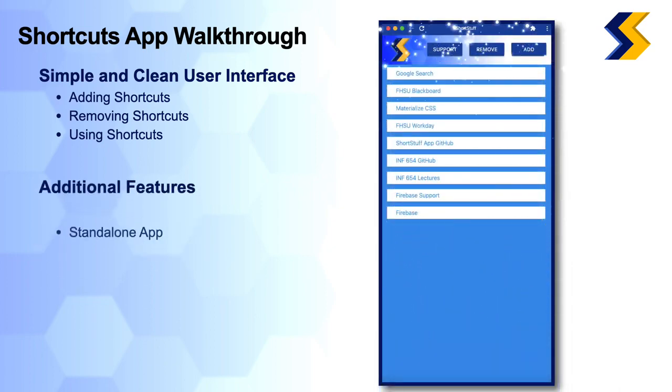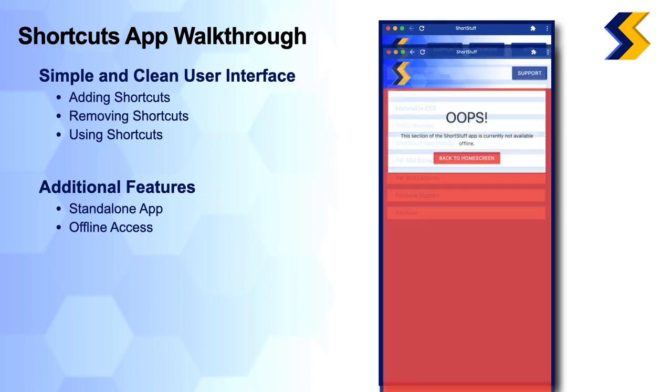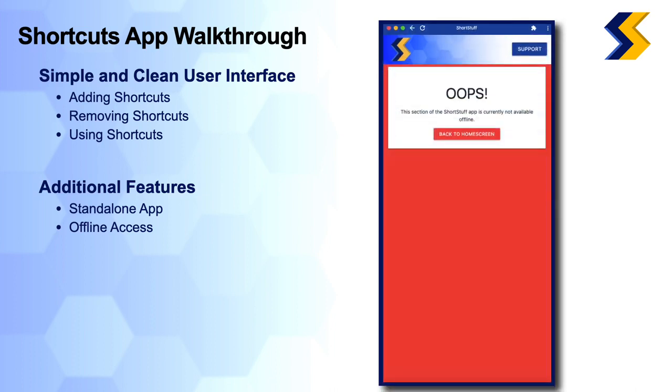ShortStuff can also become a standalone app in addition to being used as a single tab to store and launch other links from within your browser. One benefit of the standalone app option is the ability to use any information previously loaded into the app's cache, even when offline. This screen will display if a part of the app that requires an internet connection is accessed while using ShortStuff offline. From here, you can still click the Support button to access app support offline.